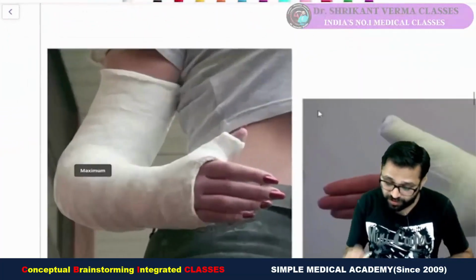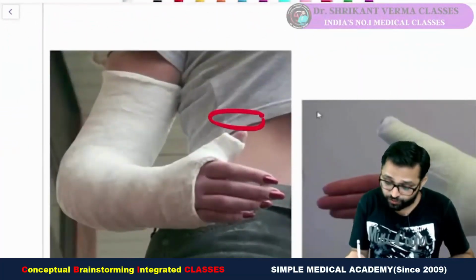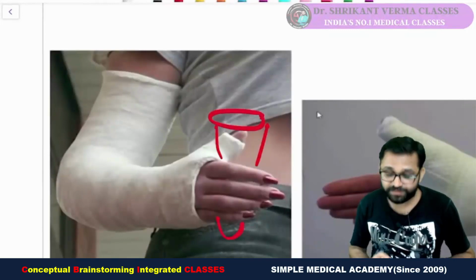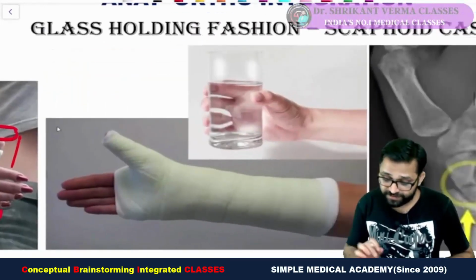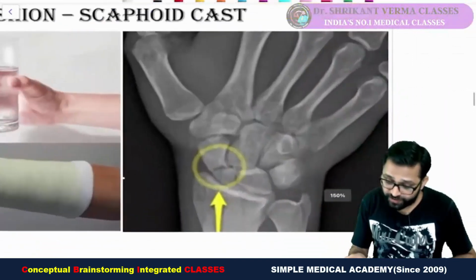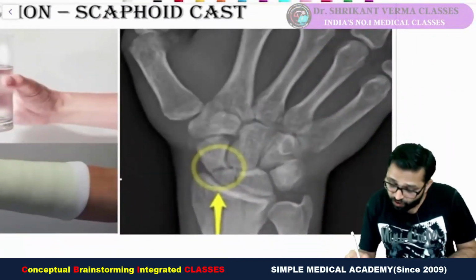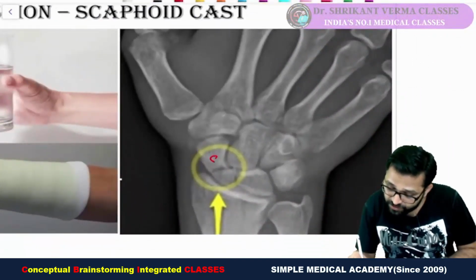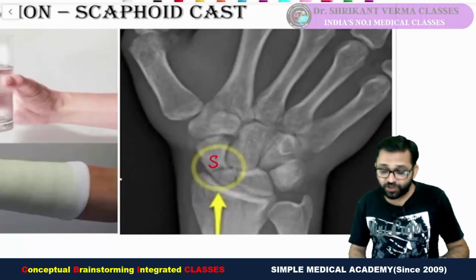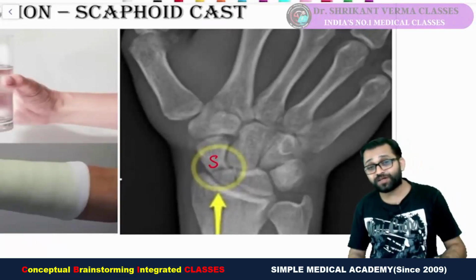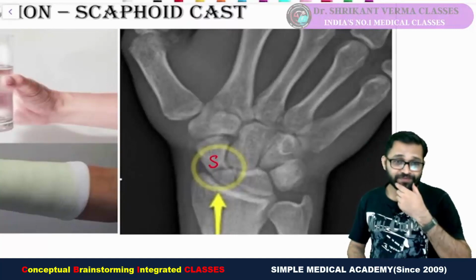This is your glass holding position. You just have to put the glass in between the fingers. Yes, this is your glass holding position. You can see there is the fracture of our scaphoid. Yes, you know this is the scaphoid. She looks too pretty. Try to catch her. That is the way. Okay.